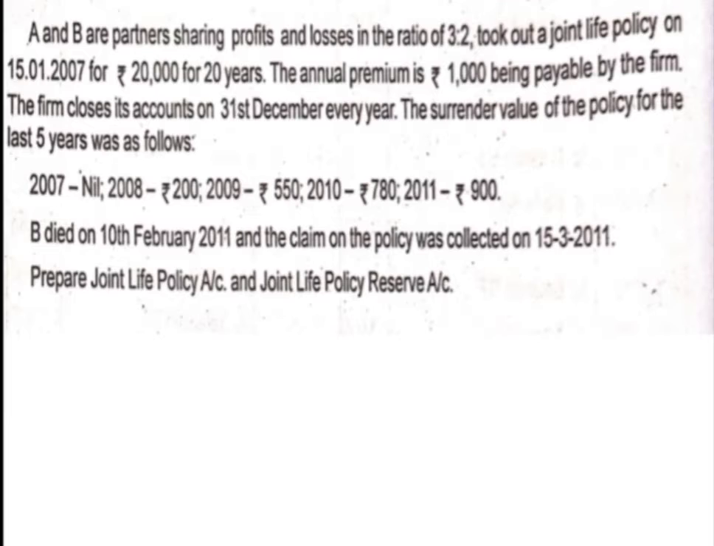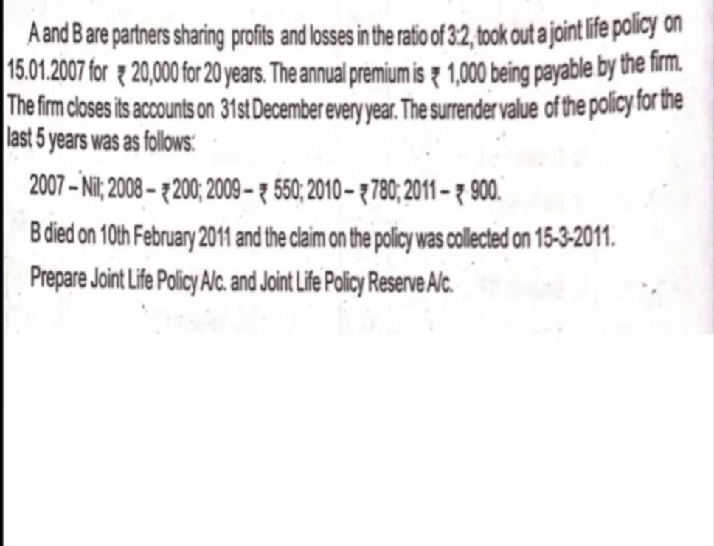The surrender value of the policy for the last 5 years were as follows: 2007 nil, 2008 200, 2009 550, 2010 780, 2011 900. B died on 10th February 2011 and the claim on the policy was collected on 15th March 2011. Prepare joint life policy account and joint life policy reserve account. So this is the present question.